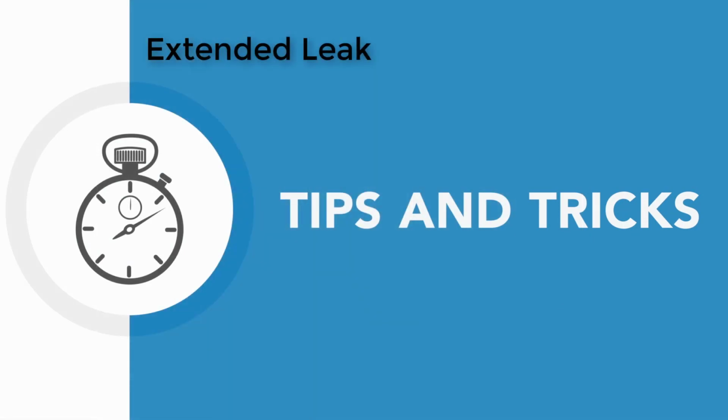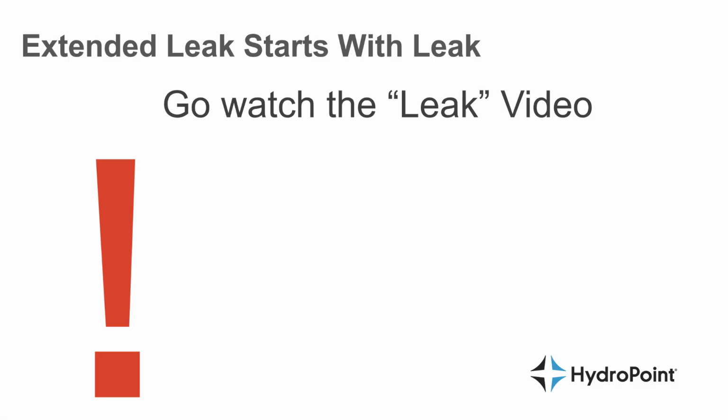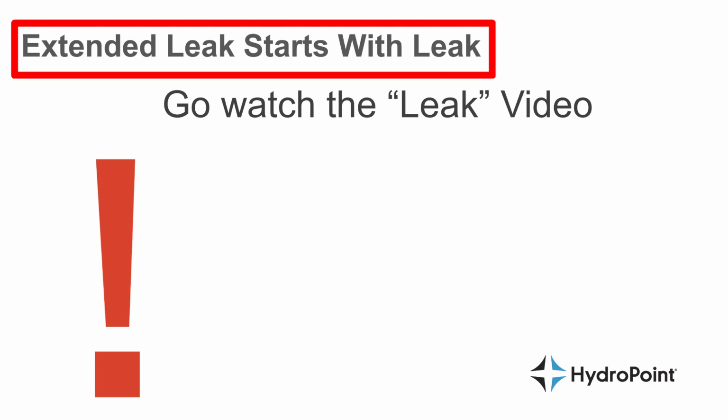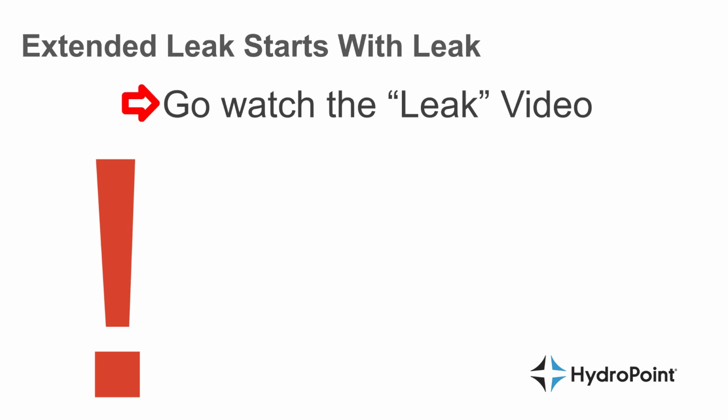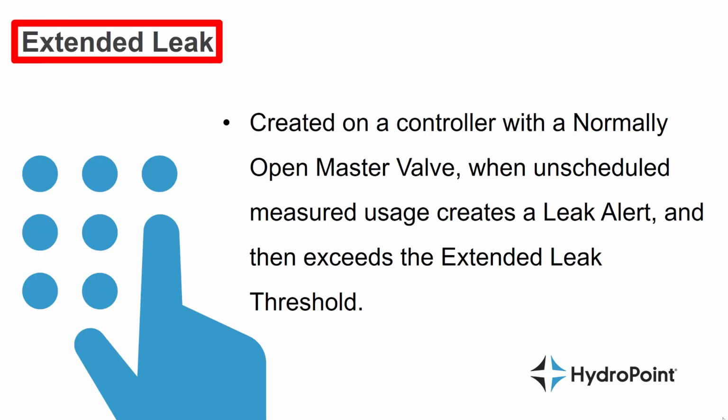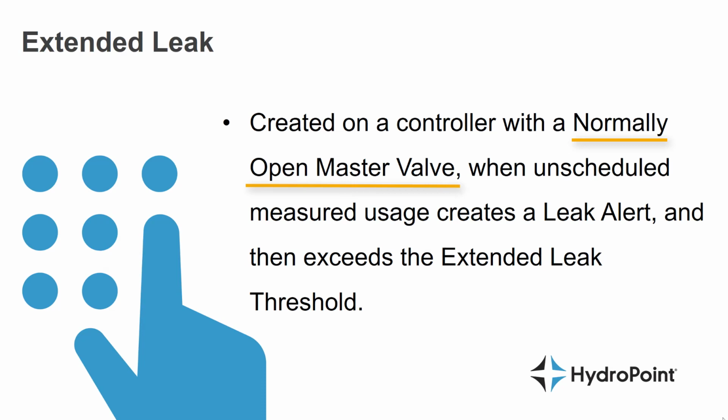Extended leak. Before we get started, remember that the extended leak alert starts with the leak alert. So if you haven't seen the leak alert video, I recommend watching that before learning about extended leak. The extended leak alert is created only on a system that has a normally open master valve and is raised when unscheduled usage creates a leak alert, or the water turns on, and then that leak alert runs longer than the extended leak threshold, which we program with the allowable time for this type of irrigation.